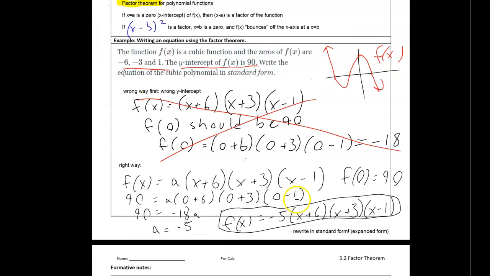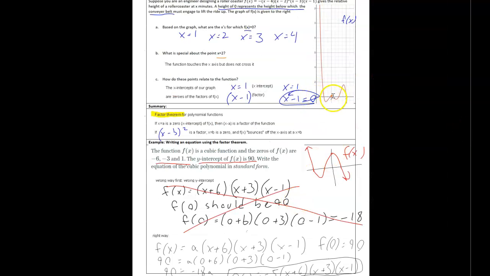So what we've learned in this lesson, right, is how to take the zeros of the graph and write the function that goes with them.